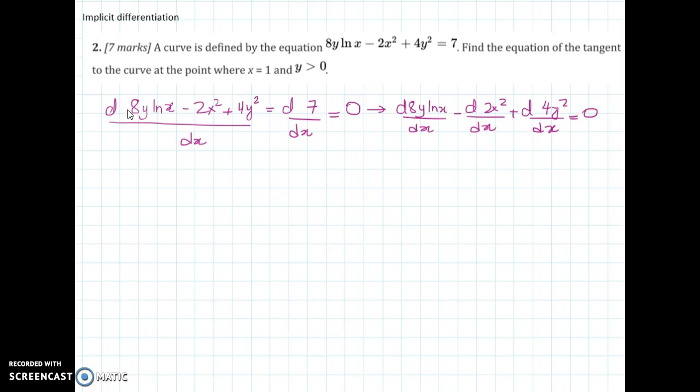The first term, we have to take the derivative. We have an 8 that we can take out from the derivative, and then we have to apply the product rule. We need to take the derivative of y with respect to x times logarithm of x. I'll use brackets here, plus, and then we're going to have y times the derivative of logarithm of x. Let me correct here. Logarithm of x with respect to x, and that's going to be our first term. For the second one, we have negative 2, and then we have the derivative of x squared with respect to x. That's just 2x. No mystery over there.